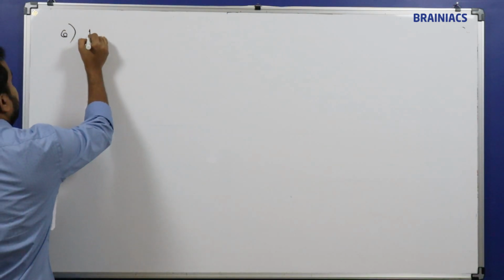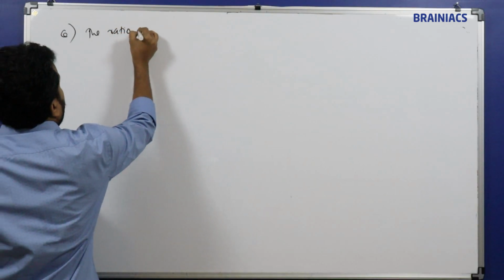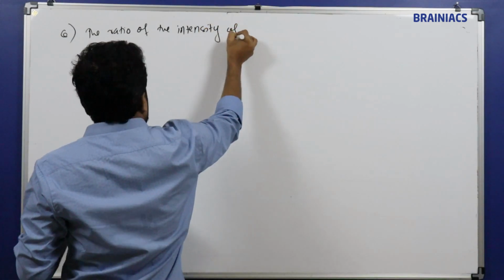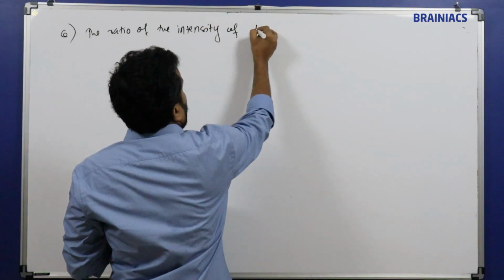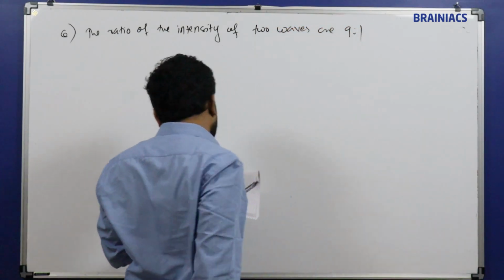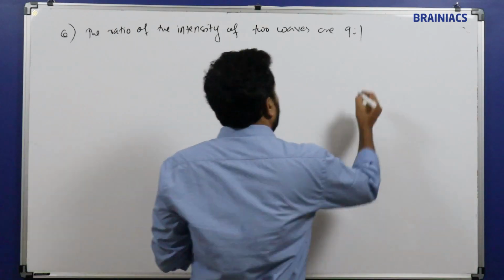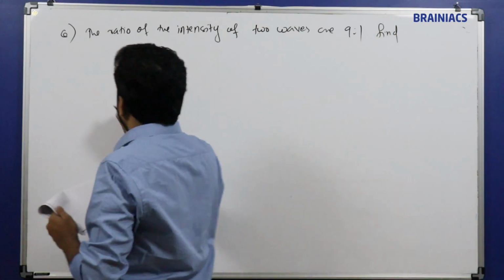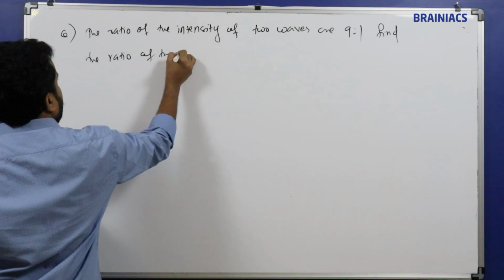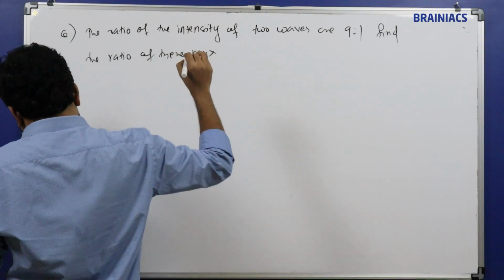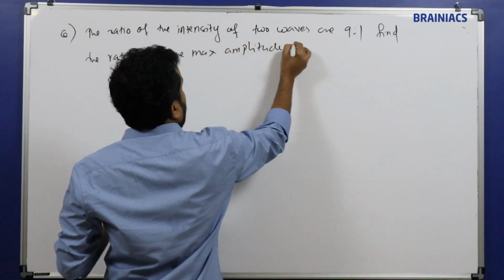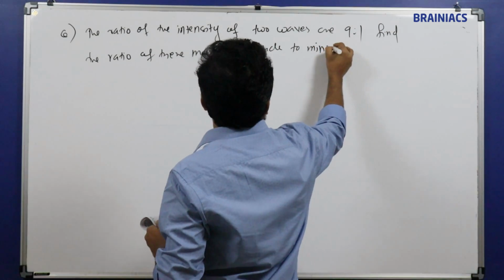The ratio of the intensity of two waves is 9:1. Find the ratio of their maximum amplitude to minimum amplitude.